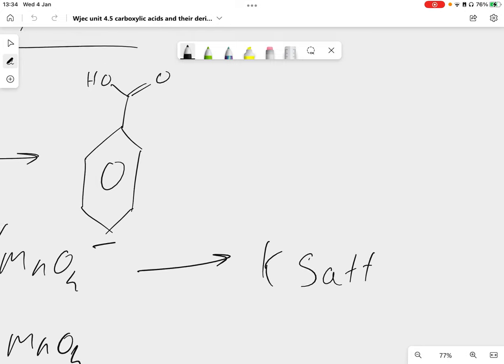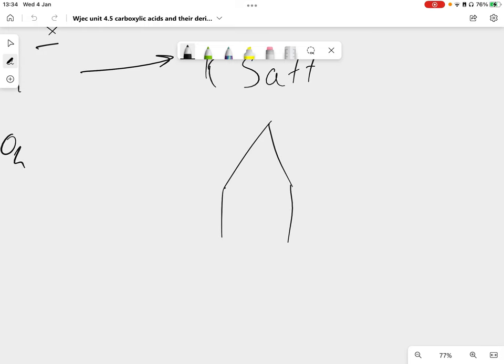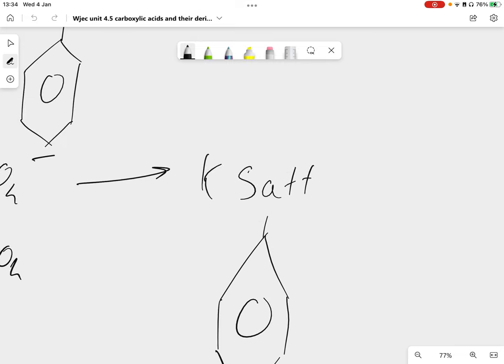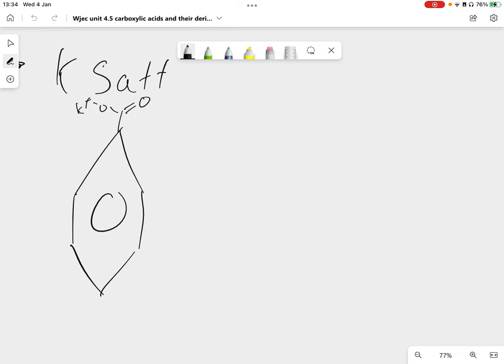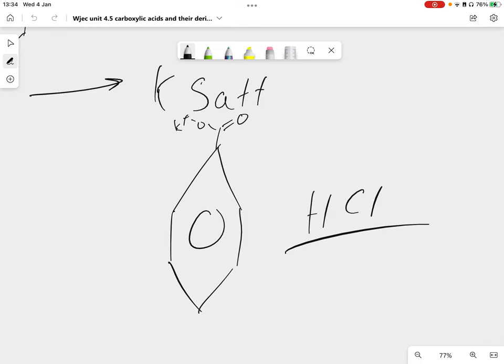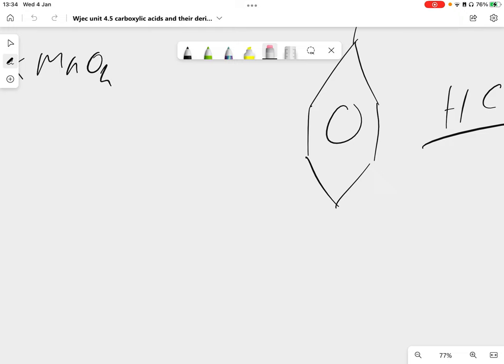So it's going to look something like this to start off with: O minus, K plus. And that would be your potassium salt of your benzene carboxylic acid. But to get rid of this, you'd simply add an acid. So if you add HCl to reprotonate this and put a H there, you get rid of that and you'll form potassium chloride.